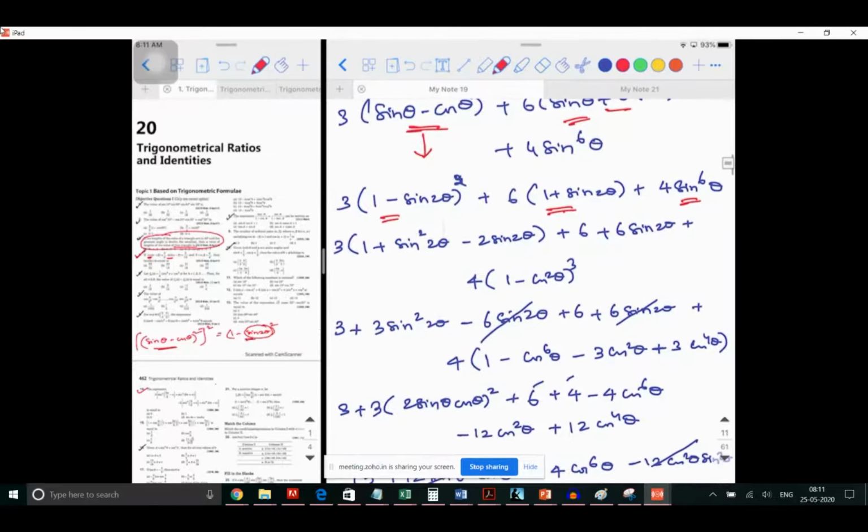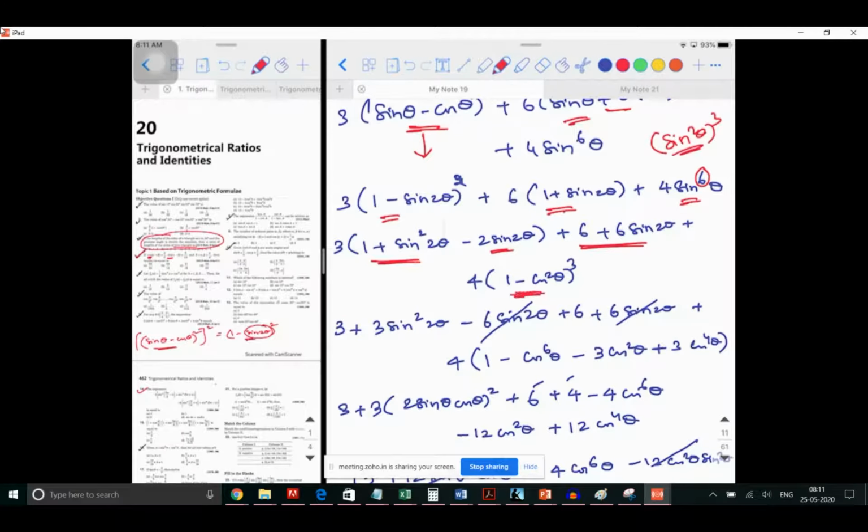Okay, 3 into, again expanding it, applying the a minus b formula, you will have 1 plus sine square 2 theta minus 2 sine 2 theta. This will become 6 plus 6 sine 2 theta plus 4. Since most of the expressions are in terms of sine, I wanted to reduce this 6. So if you want to reduce this 6, the only option is square power 3. That is why I wrote it as sine square theta the whole cube.